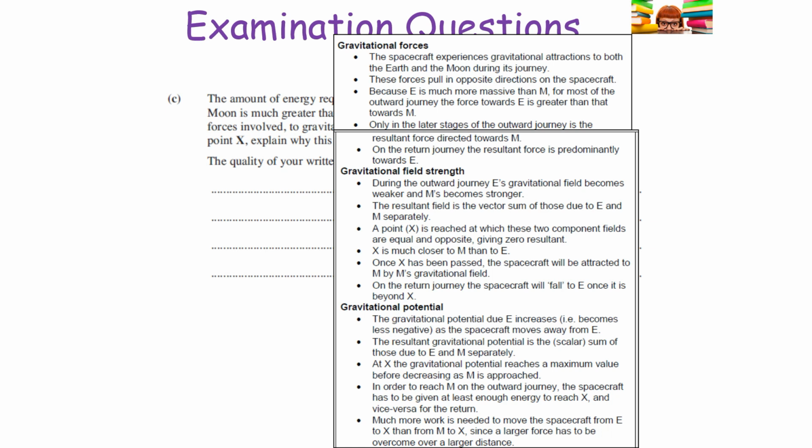So in order to reach M on the outward journey, the Moon, the spacecraft has to be given at least enough energy to reach X, and vice versa for the return. Now much more work is needed to move the spacecraft from the Earth to point X, because it's a much further distance away, so therefore it's a larger force to overcome. Then it will be from the Moon to X, because the Moon is producing a smaller gravitational field because it's got less mass, so you need less force to overcome that to reach point X, then be encountered with the Earth's gravitational field and be attracted towards it.